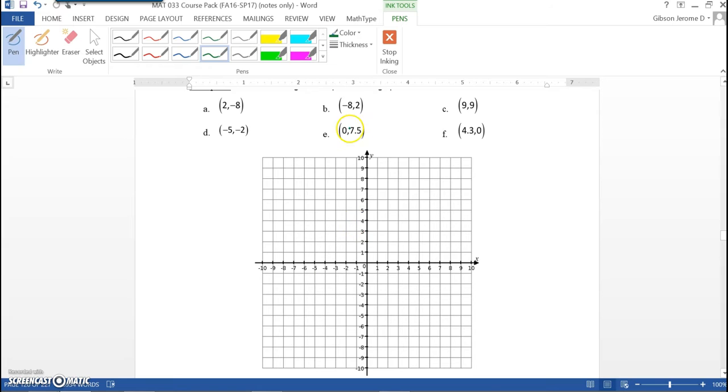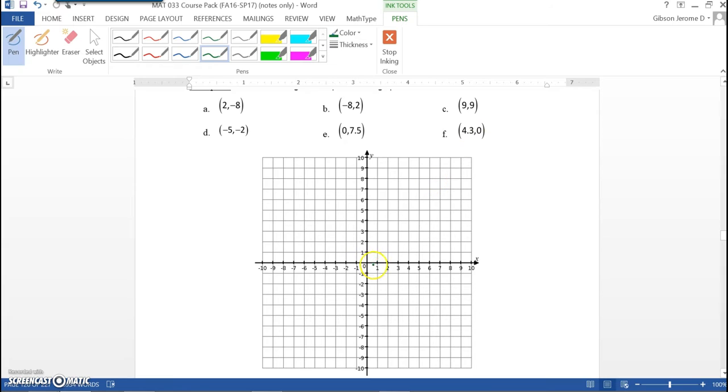Now we go to E. We have 0 and 7.5. So that means that X does not move. We do not move on the X-axis. We stay at the origin. But the Y is 7.5. So we will go up and plot a point right between 7 and 8. So this would be 0, 7.5.